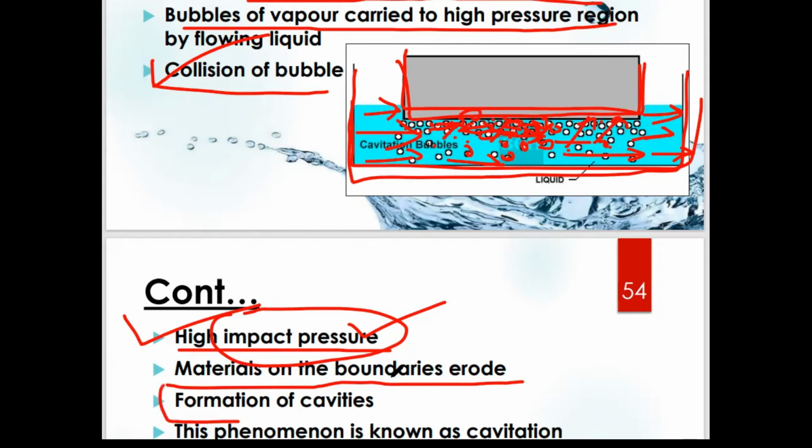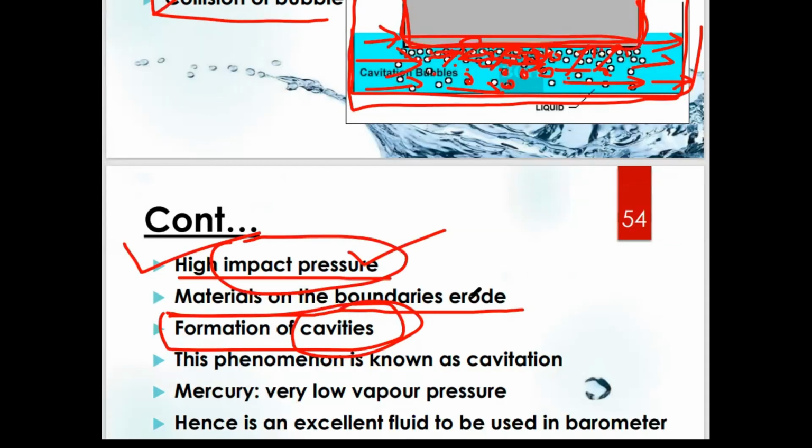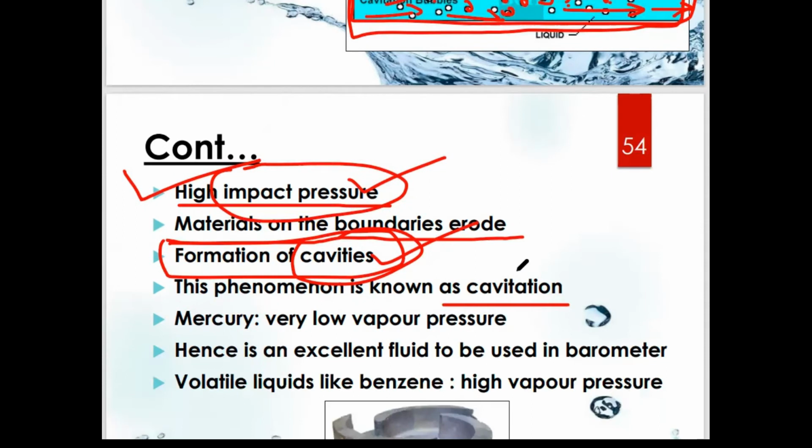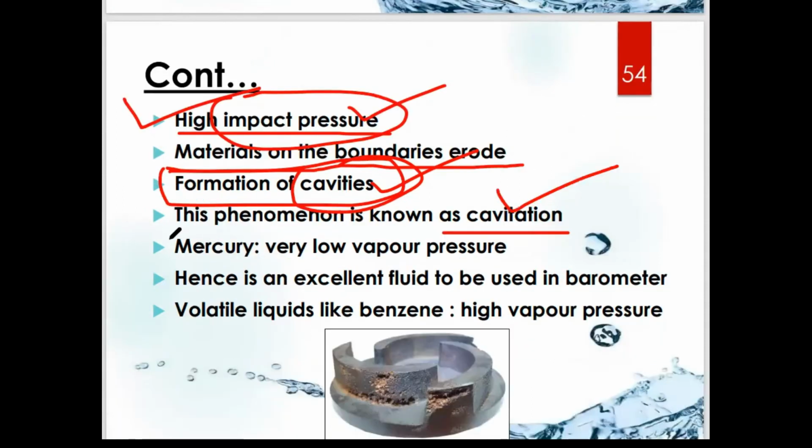So that will lead to the formation of cavities, like how cavities form inside your teeth. Similarly, in any flow system, these cavities are going to form, and that phenomenon is known as cavitation. And here, mercury has a very low vapor pressure, so that's why it is an excellent fluid to use in a barometer.